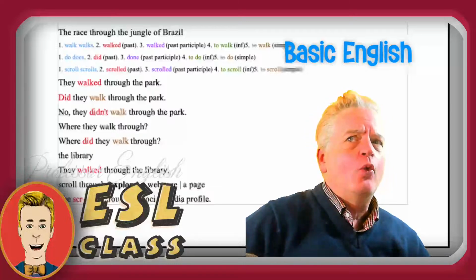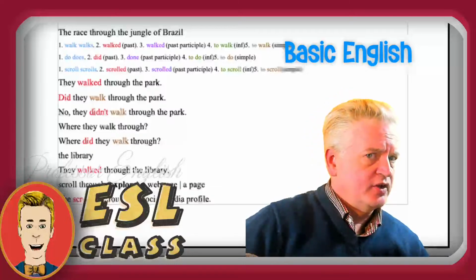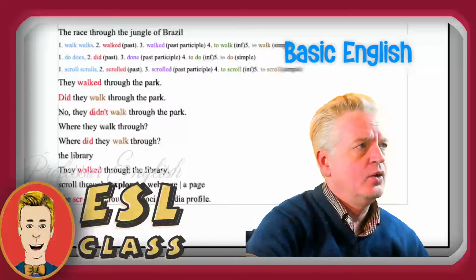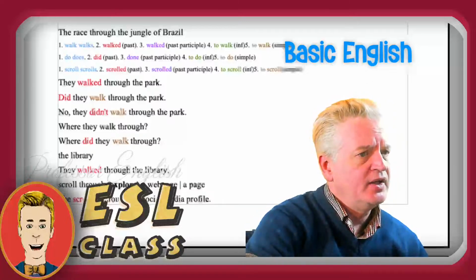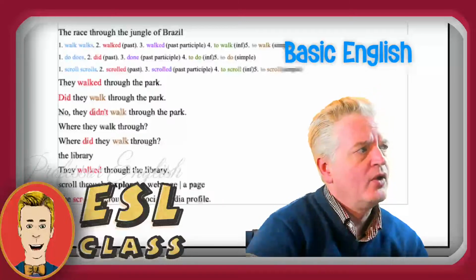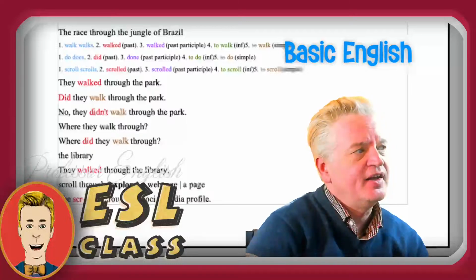Can you make a where question with walk through? Where did they walk through? And let's say the library.